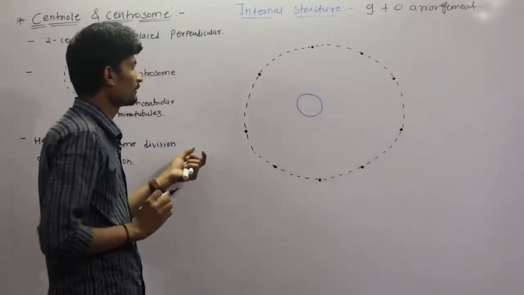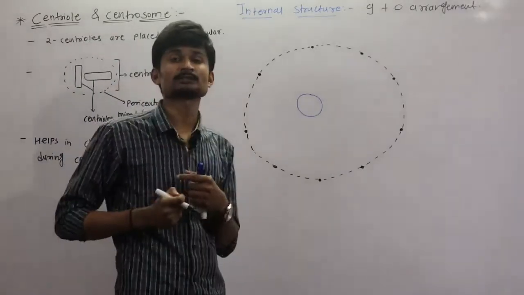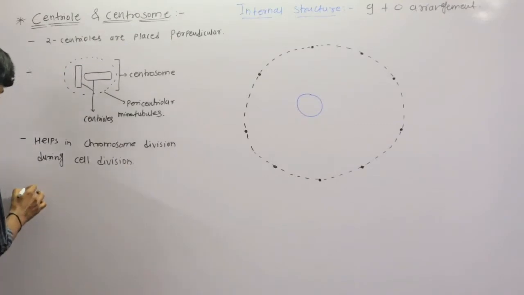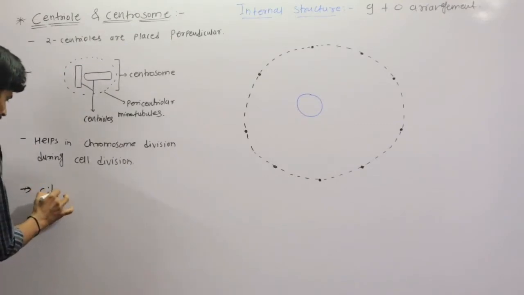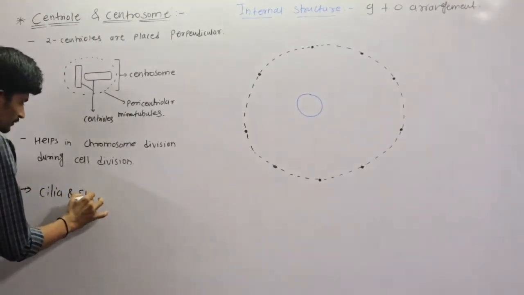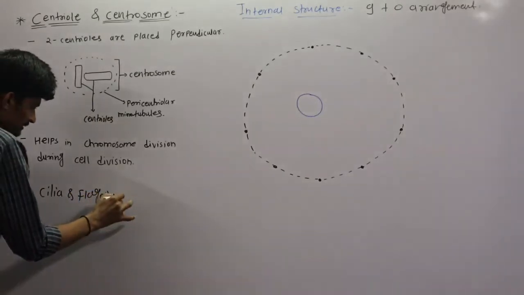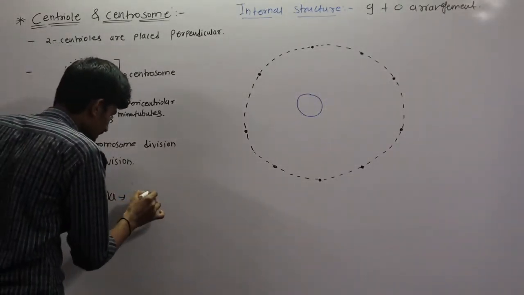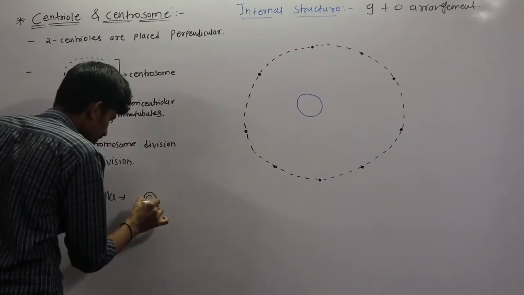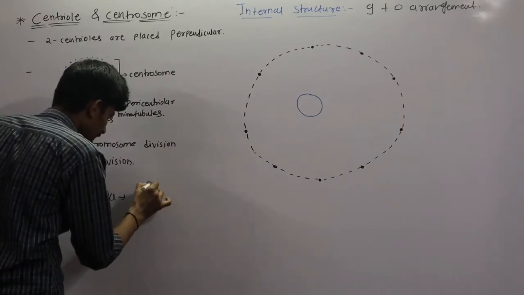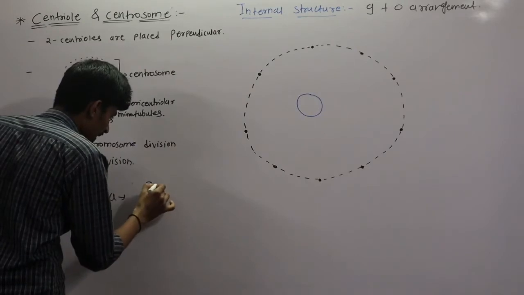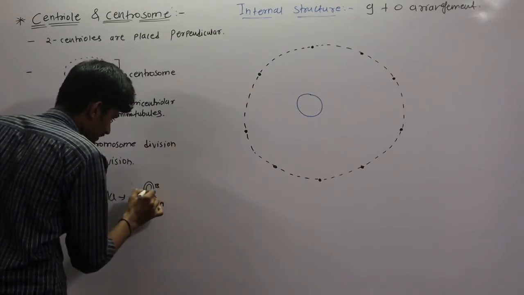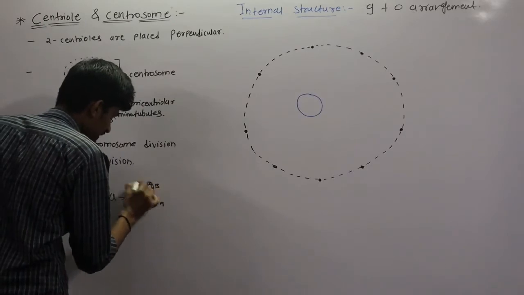We have already studied the internal structure of cilia and flagella. In cilia and flagella, the internal structure has 9 peripheral microtubules present in the form of doublets, A and B, which are made up of 13 protofilaments.